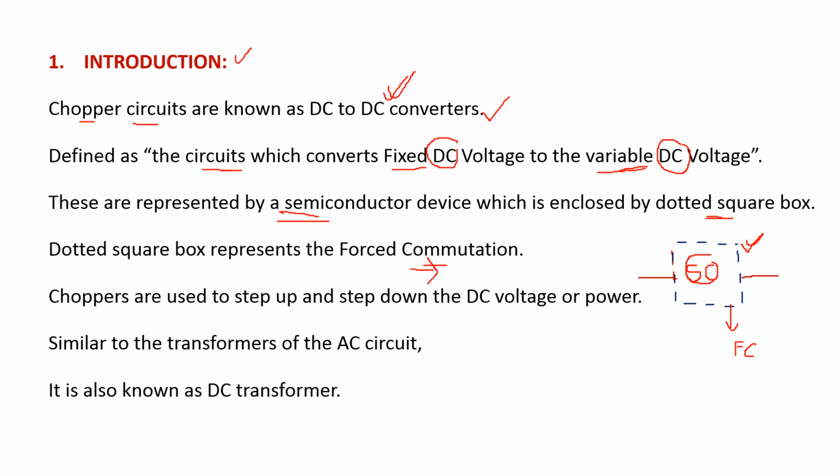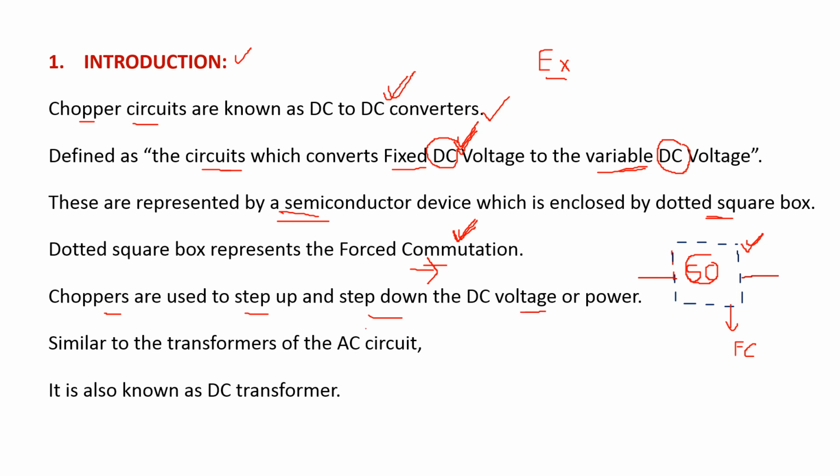Here the input of the chopper is DC. In order to turn off the SCR, if the input is DC, we have to use some external circuit, and the process of turning off the SCR by using some external circuit is known as forced commutation. So this dotted square box represents the forced commutation, and by using choppers we can step up or step down the DC voltage or DC power.